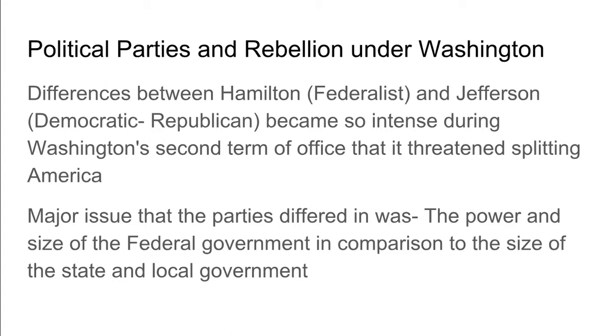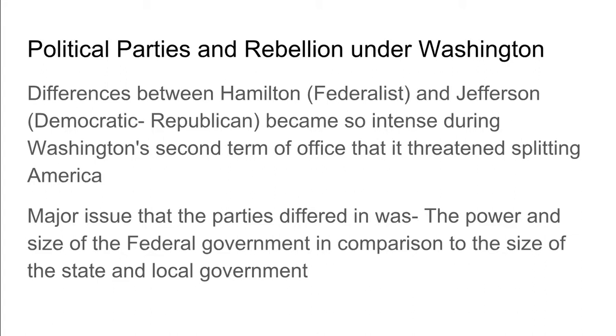The major issue that came between the two parties was the size and power of the federal government in comparison to the size of the state and local government. Again, Federalists want a strong central government, and they do believe in a state government, but they want a strong central government. Democrat Republican says, no, we're not very much into a strong central government, but we believe all state and local governments should have the majority of the power. Well, that's an ongoing discussion that we have to this day.